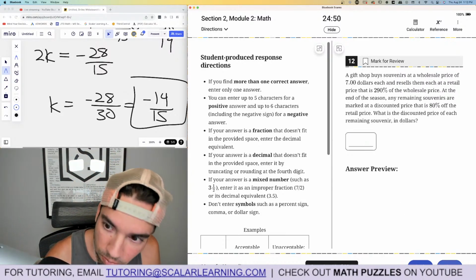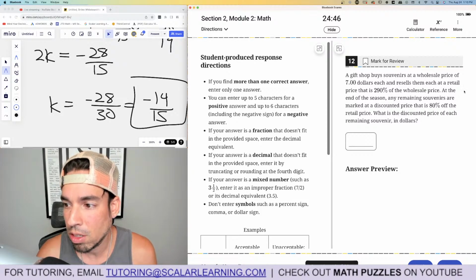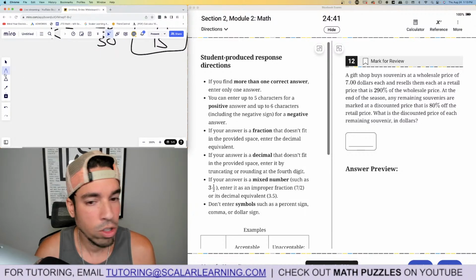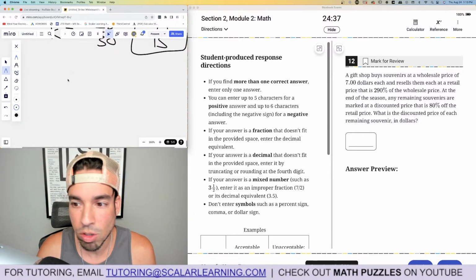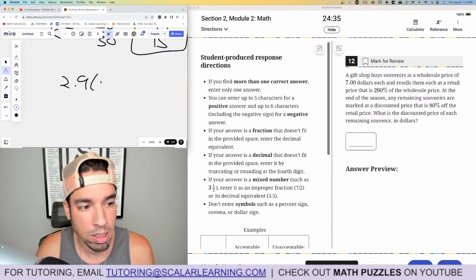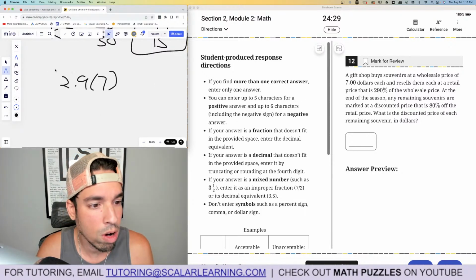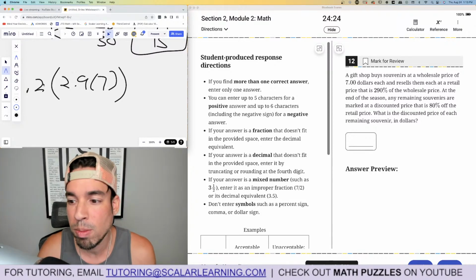Boom, done. 12. A gift shop buys souvenirs at a wholesale price of $7 each and resells them each at a retail price that is 290% of the wholesale price. So that means it would be 2.9 times 7. At the end of the season, any remaining souvenirs are marked at a discounted price that's 80% off the retail price. So whatever this is, 80% off, that is 20% left. So we multiply by 0.2.